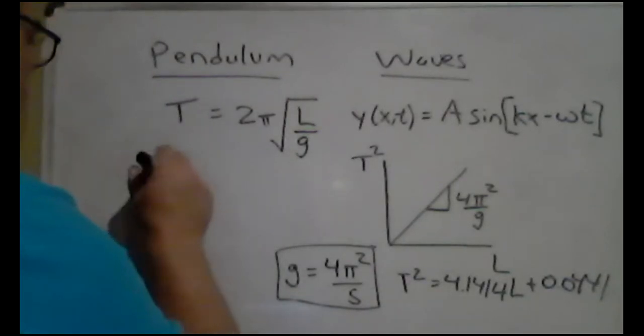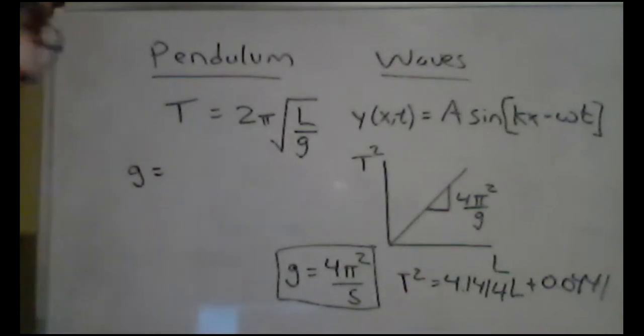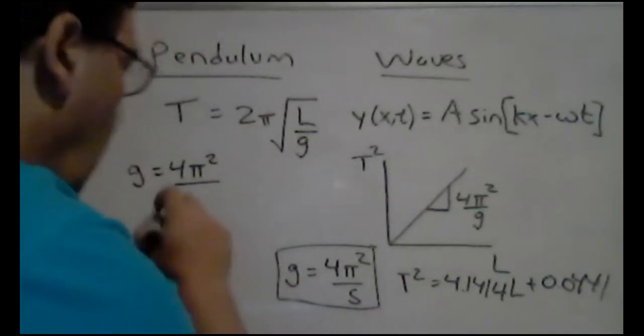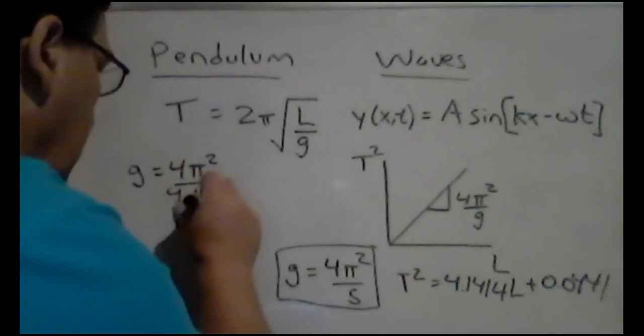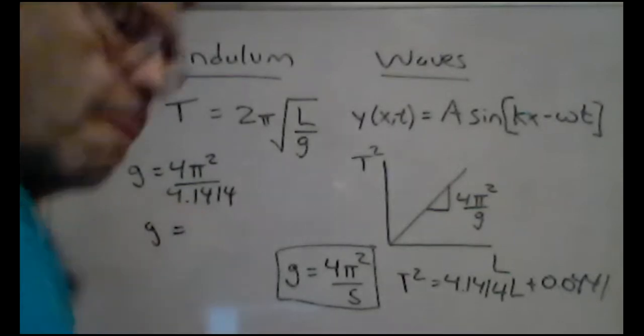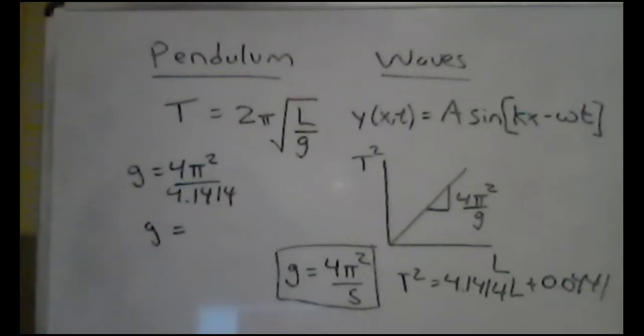For my experiment, I use my pendulum, and I want to find G on some planet, in this case, the Earth. So 4 pi squared divided by what? 4.1414. Again, it's kind of crazy, all these decimals of precision, but I'll use it. If I go to my calculator, I get 4 pi squared. 4 times pi squared gives me 39.478, and so on. Divide by 4.1414. I get a value G that's 9.53.